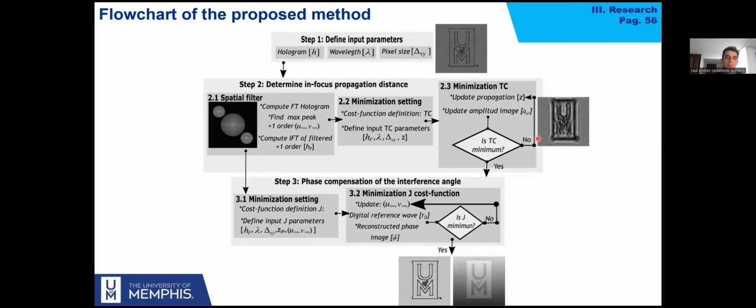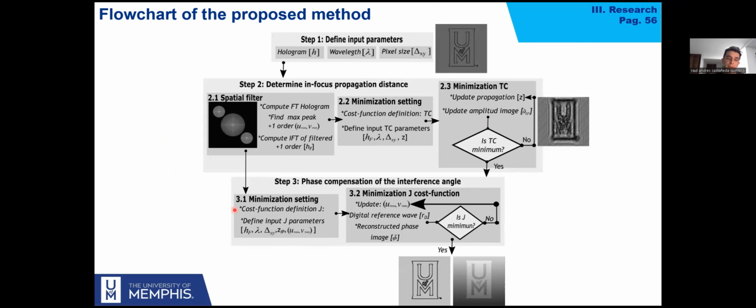This is the flowchart of the proposed method. There are three main stages. Step 1 is to define the input parameters: the holograms, the wavelength, the pixel size. Step number 2 is to determine the focus propagation distance. So create a spatial filter, define the Tamura coefficient as the cost function, create, of course, the minimization, and run the algorithm to perform the minimization of the Tamura cost function until obtaining the minimum value. Of course, the minimum value corresponds to the propagation distance, so the in-focus distance, right?